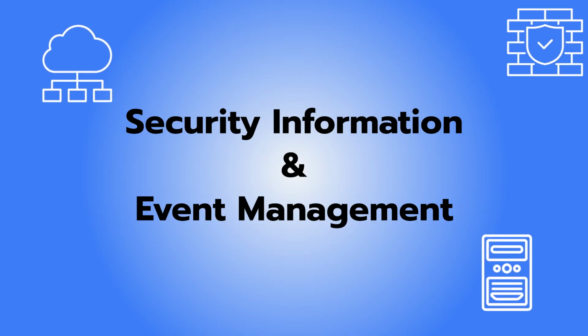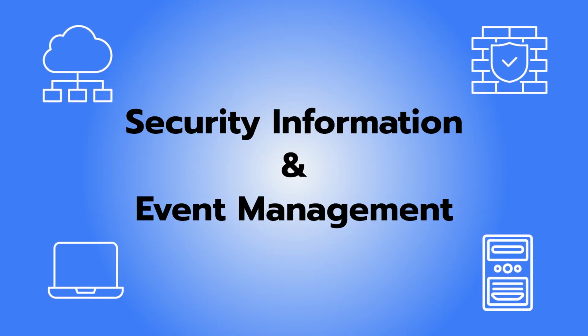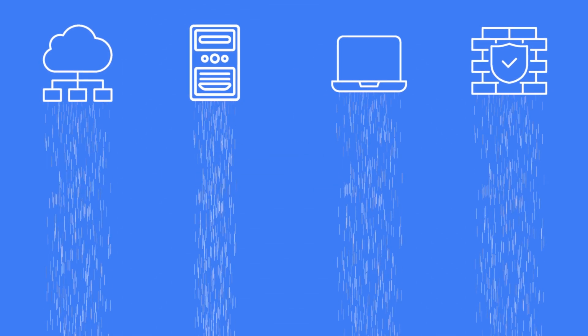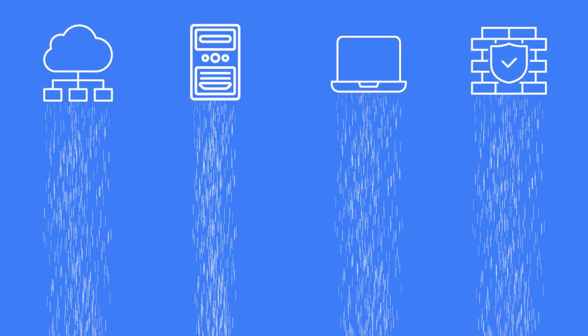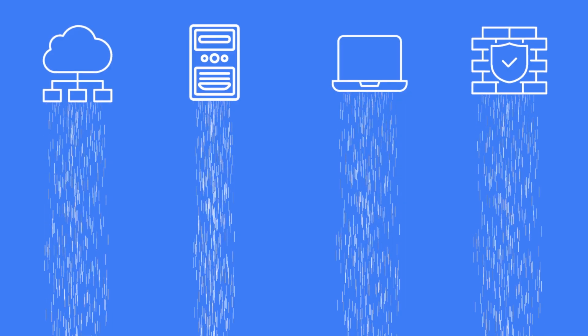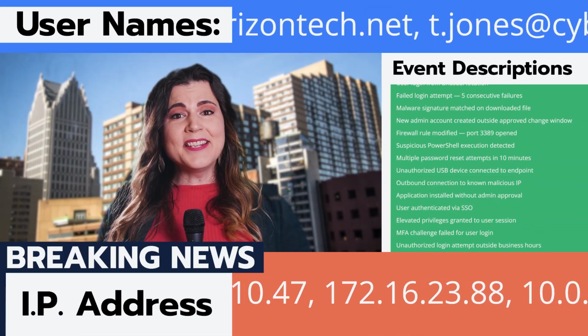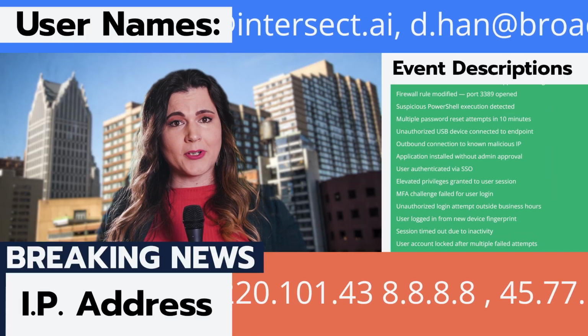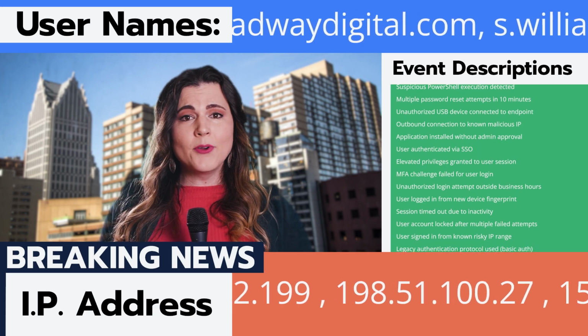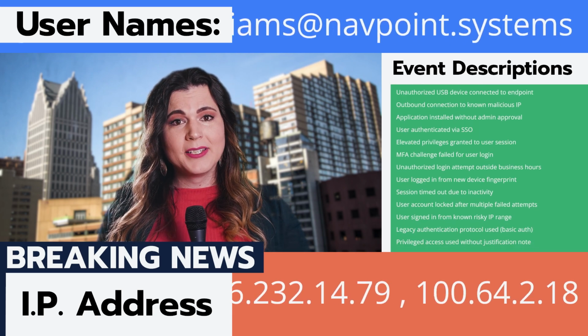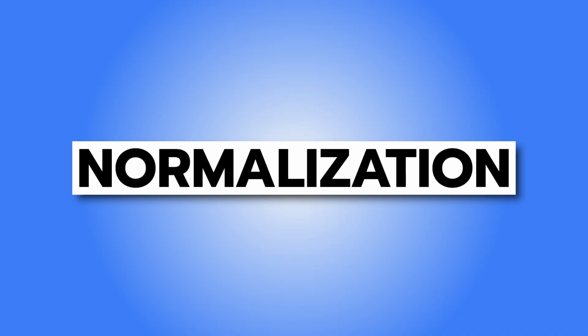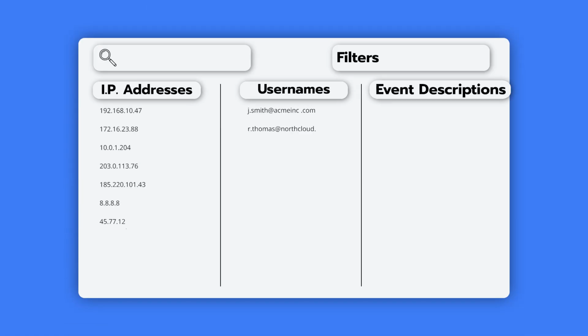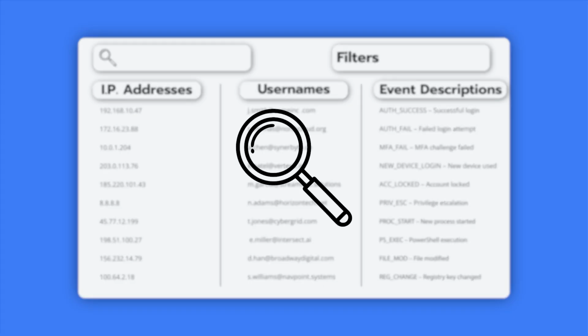A SIEM acts as a central source for collecting, storing, and analyzing all of that log and alert data together. An effective SIEM needs to support a wide variety of data sources so that you maintain visibility on everything in your environment. And since different logs will collect different details, such as IP addresses, usernames, and event descriptions, a SIEM should organize and sort that data to make it easier to work with. This process, called normalization, matches like with like details across different log sources, so you can easily search and view results across all of that collected data.